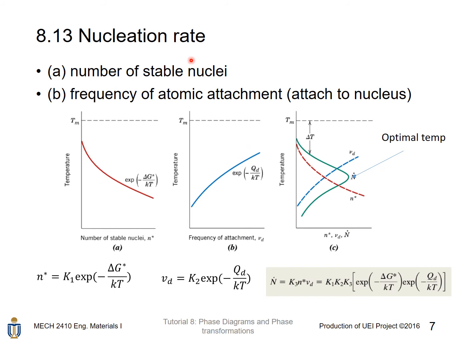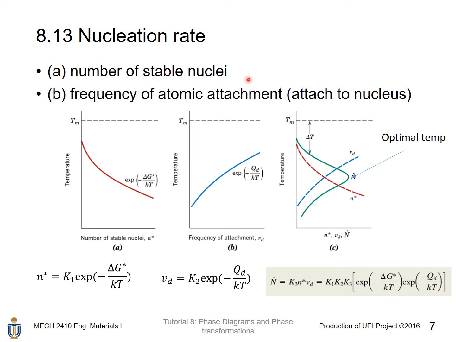The nucleation rate is determined by two factors. The first is the number of stable nuclei, and the second is the frequency of atomic attachment to this nucleus. The first term, number of stable nuclei, is determined by the temperature, and at a lower temperature, there will be more number of stable nuclei. And for B, frequency of atomic attachment, for a higher temperature below the melting point, actually, this will be higher.